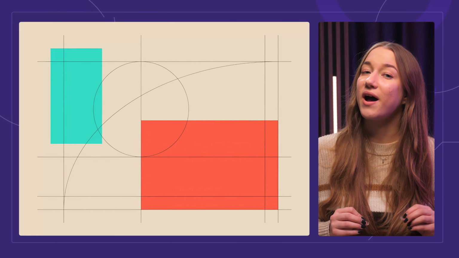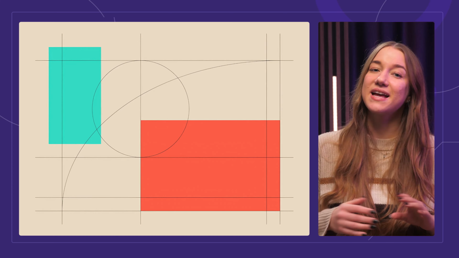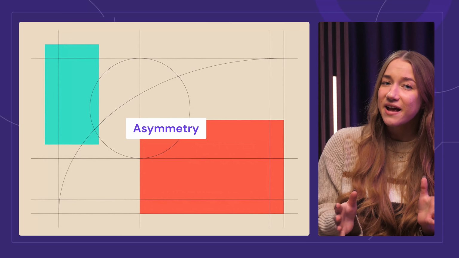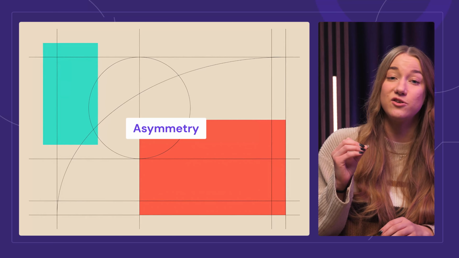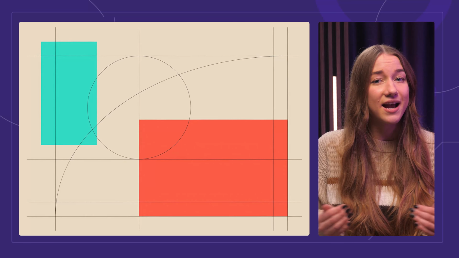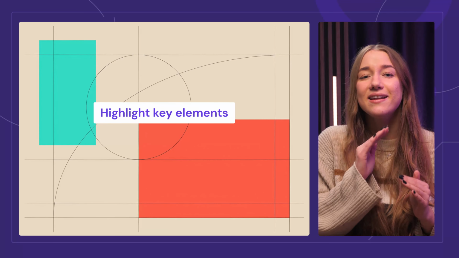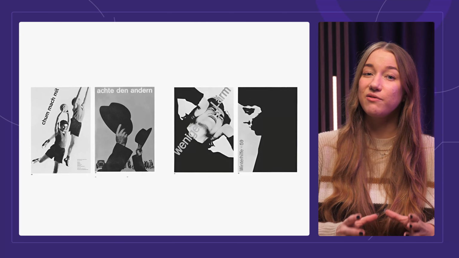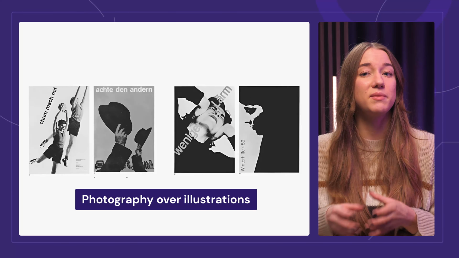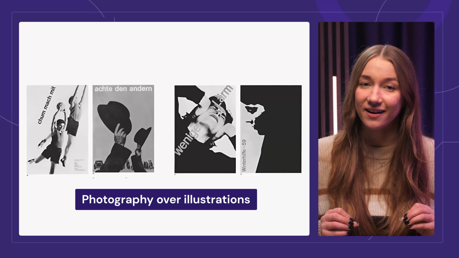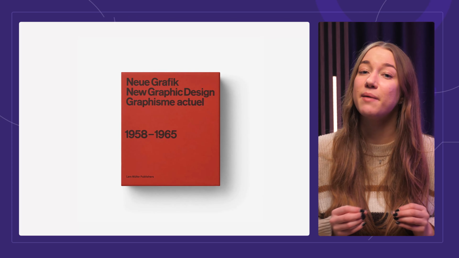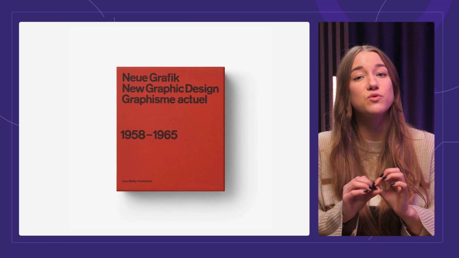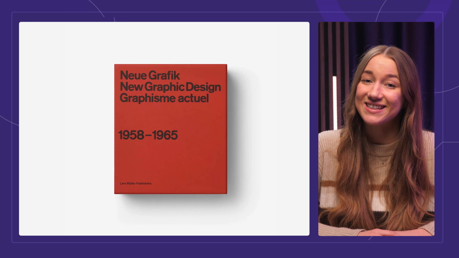Next, you might also have noticed from the given examples that Swiss designers love asymmetry. They place elements off-center to create more dynamic and engaging layouts. Asymmetrical designs help highlight key elements and naturally guide the viewer's focus. Swiss designers also tend to favor photography over illustration to maintain a clean and modern aesthetic. Magazines like Neue Grafik demonstrated how combining photography with minimal shapes can produce bold and visually striking designs.